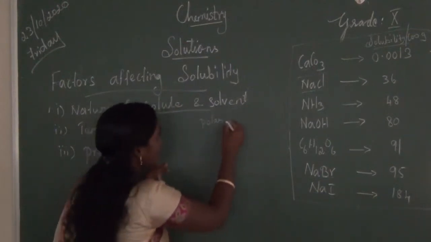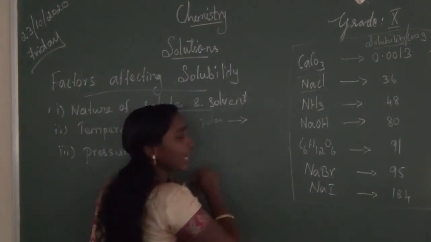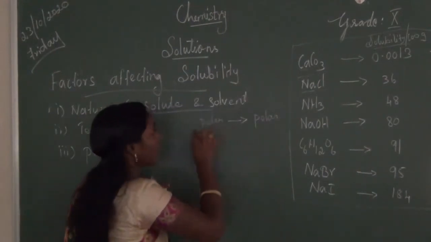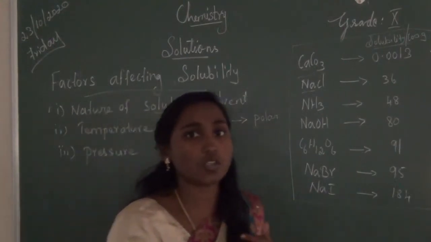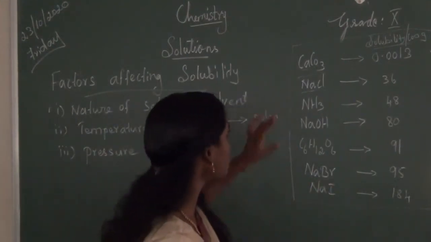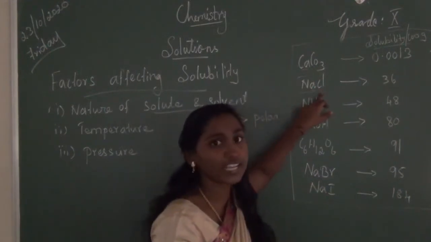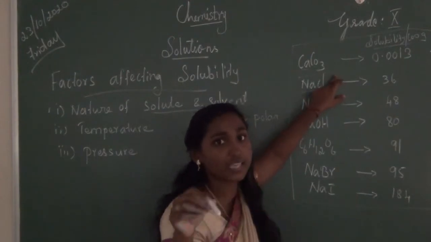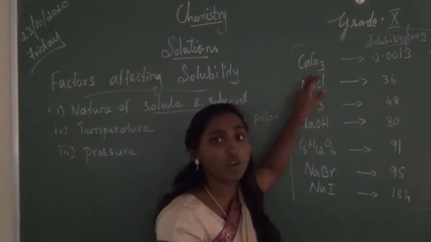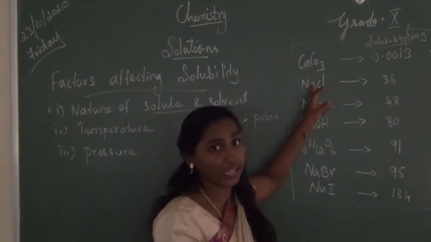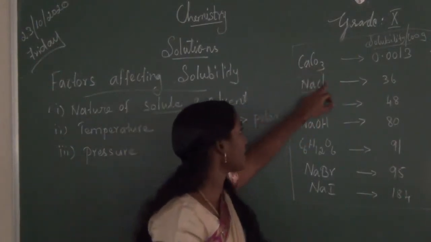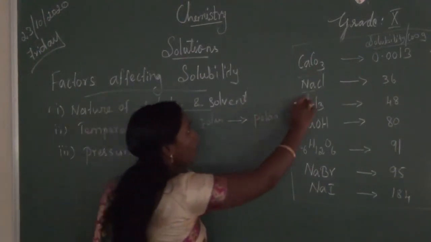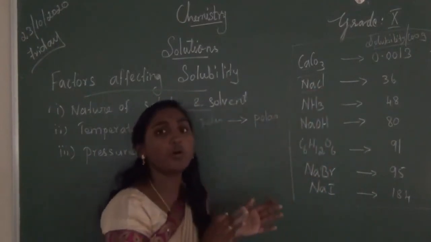That means polar compounds can dissolve only in polar solvent. Polar compound examples are ionic compounds or covalent compounds. If you take sodium chloride, it can split into Na plus and Cl minus. Ions form when it is split, so it contains ionic character. Compounds with ionic character are called polar compounds. So this polar compound can dissolve in polar solvent.